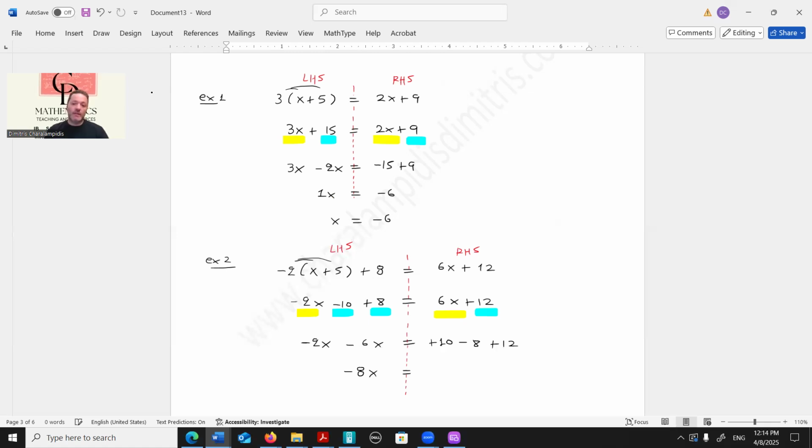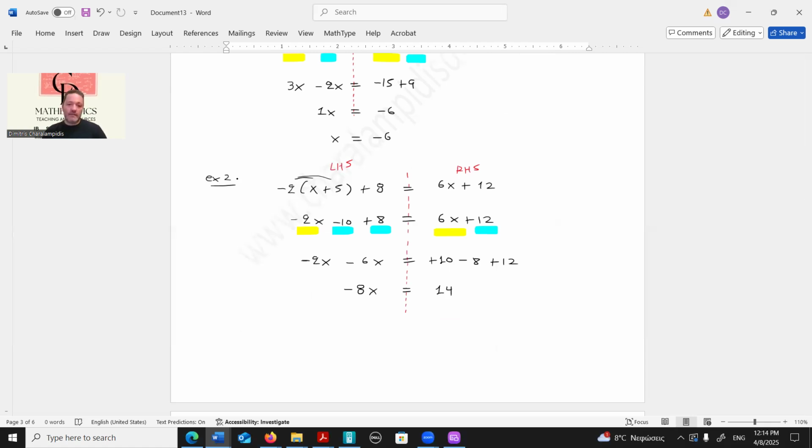10 minus 8, it's 2, plus 12, it's 14. And finally, to get rid of the negative 8 and therefore solve for x, I will divide both sides by negative 8. 14 over negative 8. So x is minus 14 over 8, and that would be my answer.